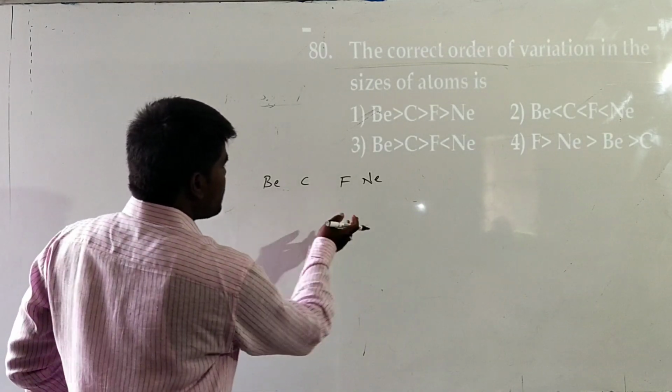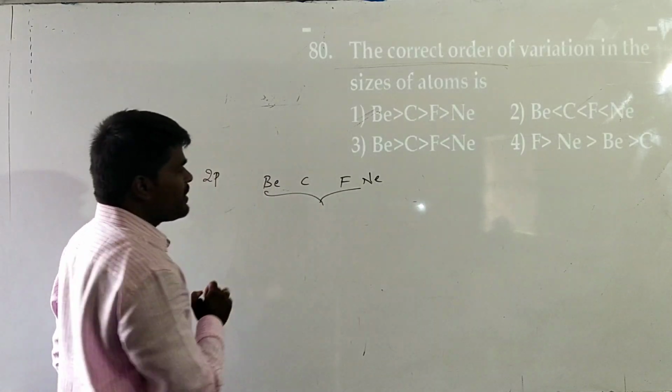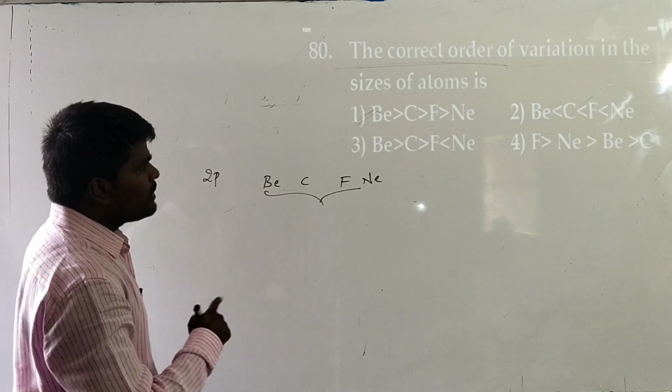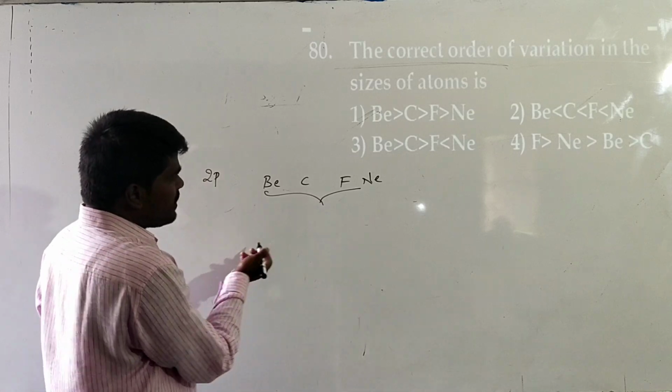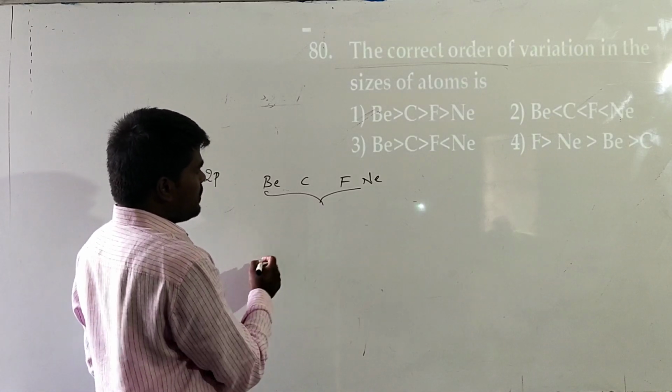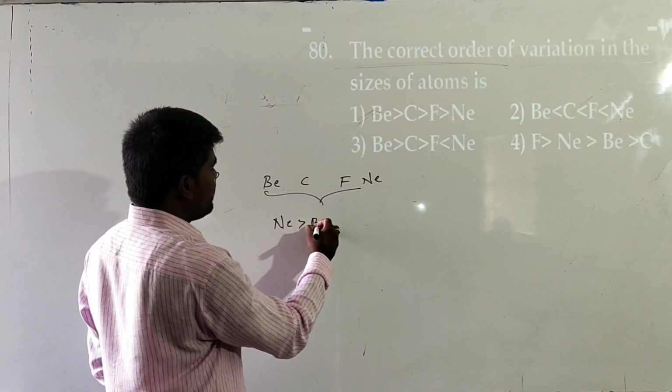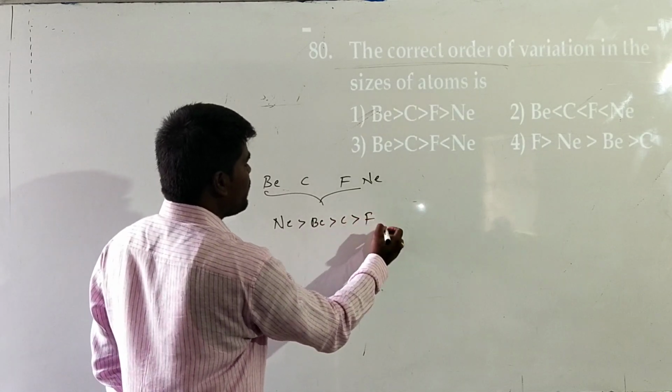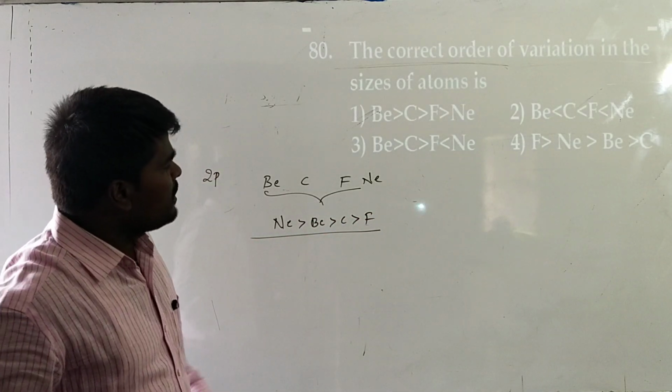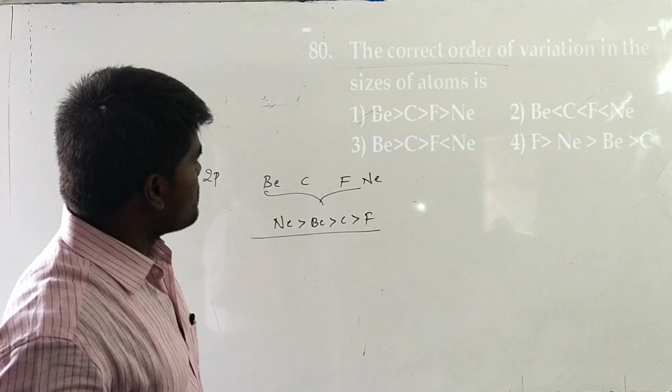So generally these are the four elements given from the second period. If you want to write the general decreasing order, it will be neon, followed by beryllium, followed by carbon, followed by fluorine. This is a general decreasing order. Now let us see which option matches with this.